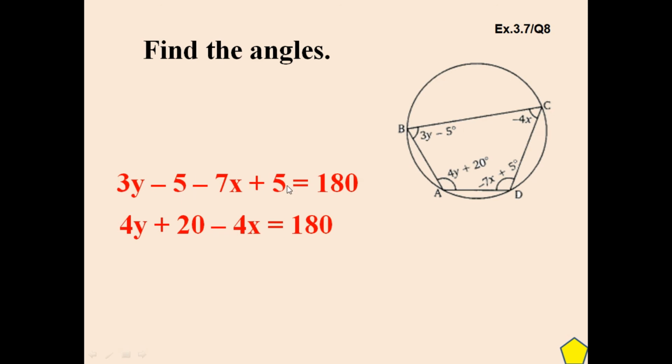Then you solve this equation, put the like terms together, solve them simultaneously, you get the value of y and the value of x. After getting the value of y and x, substitute for a, you get the answer to a. Substitute for b, you get the answer for b. Substitute the value of x over here, you get the answer for angle C. Substitute the value of x here, you get the value for angle D.